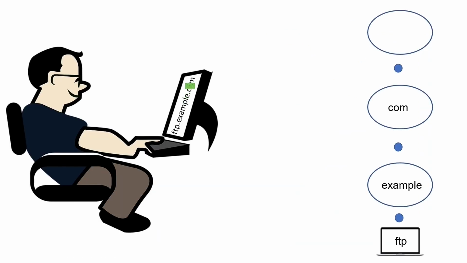If a resolver service wants to know the IP address of ftp.example.com, it sends the first query to the nearest root name server. The root name server provides a referral to the COM name server. The COM name server provides a referral to the example name server. The example name server provides the IP address associated with the name ftp.example.com.